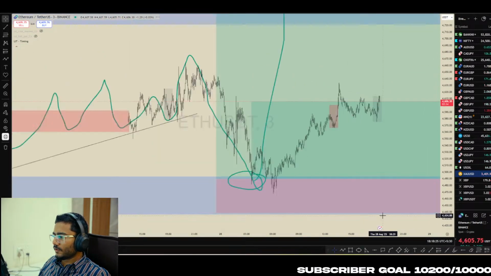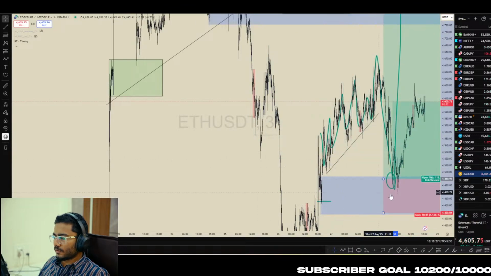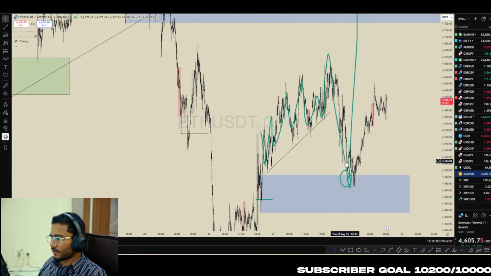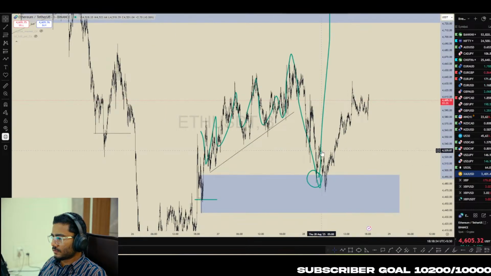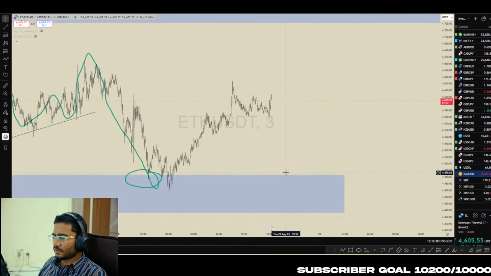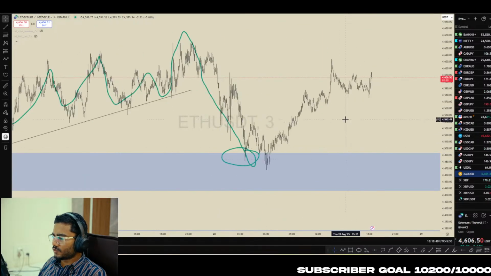On Ethereum, we can look for a re-entry. So this is the entry. This is the entry I shared yesterday. I think on Monday also I shared this. Monday, Tuesday.